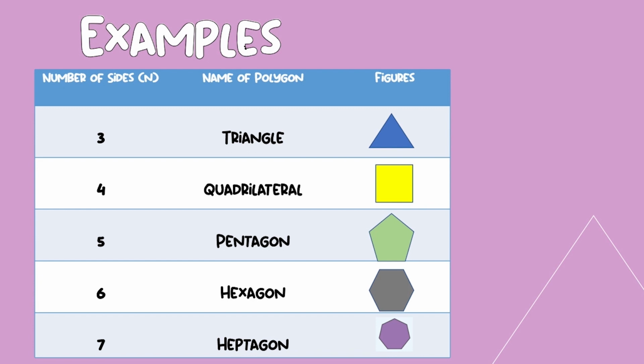Also, the quadrilateral has 4 sides. In the pentagon, we count 5 sides in the figure: 1, 2, 3, 4, and 5. It's the same with the hexagon, with 6 sides. And we have 7 sides, which is called a heptagon, because the number of sides is 7.